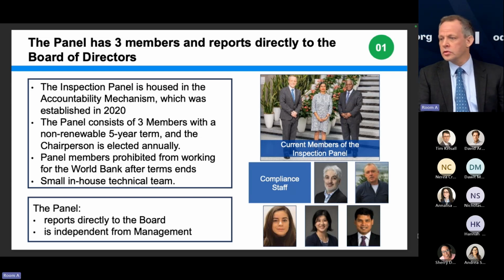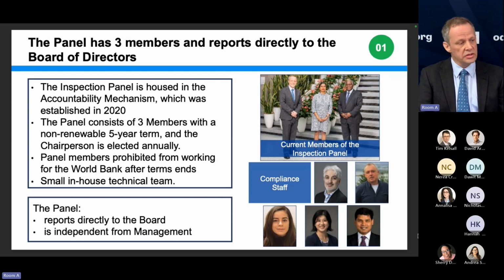We report directly to the board, and say we're independent from management, and that's incredibly important. So if a particular project has environmental issues that are raised by the community, they need to feel that they can raise it in a way that they are not going to have some sort of bias from management. And there's agency and also equity of scale between the community and the bank.